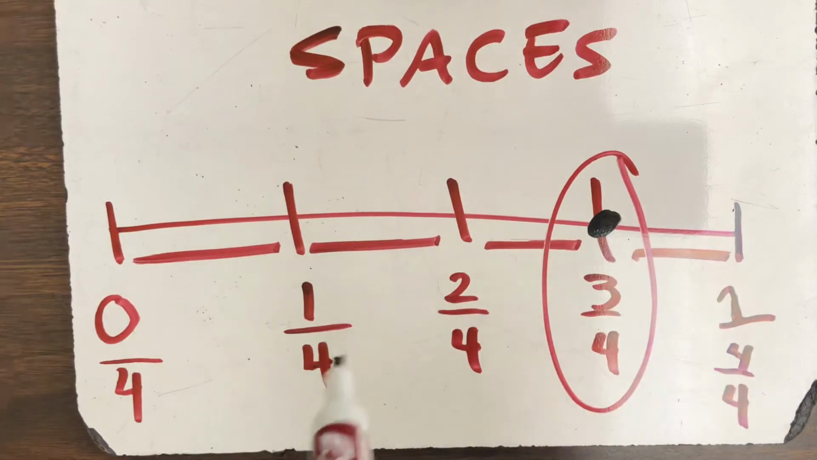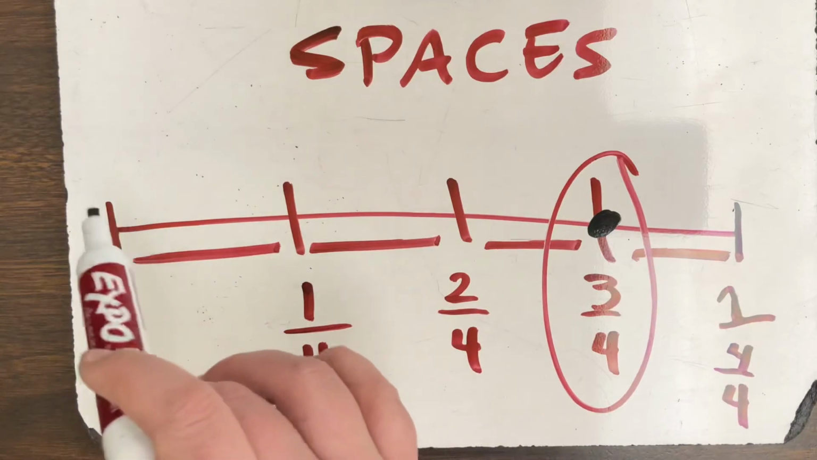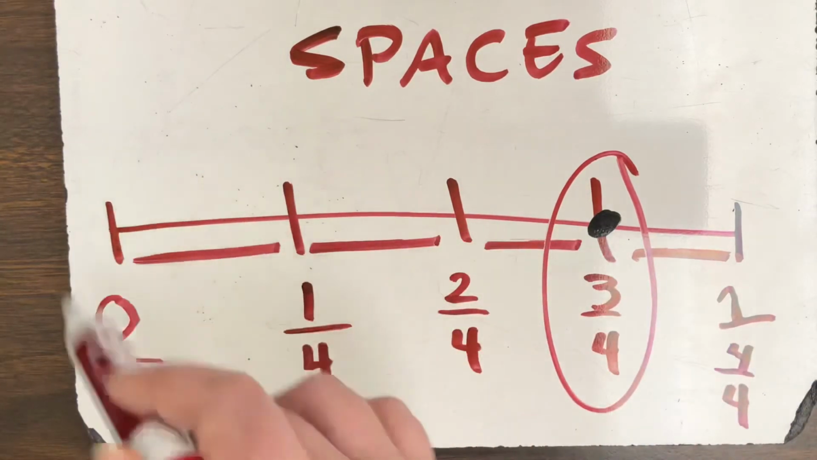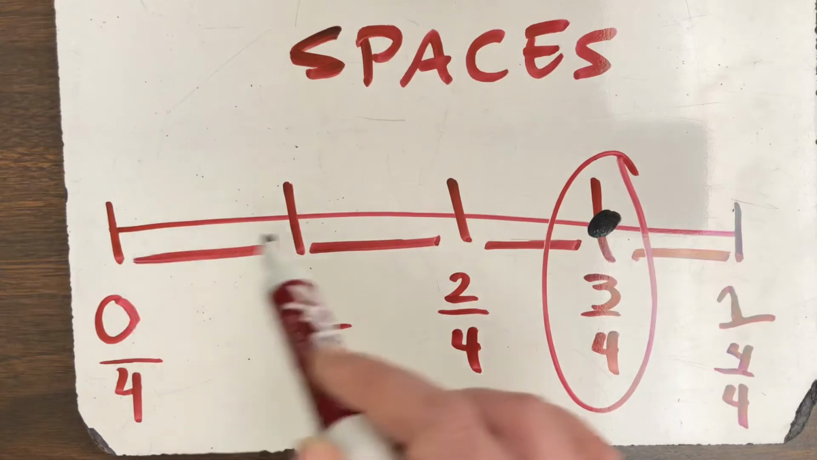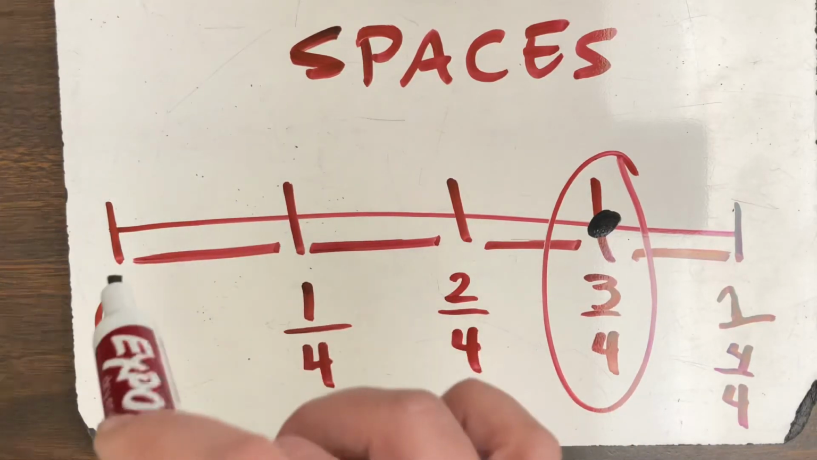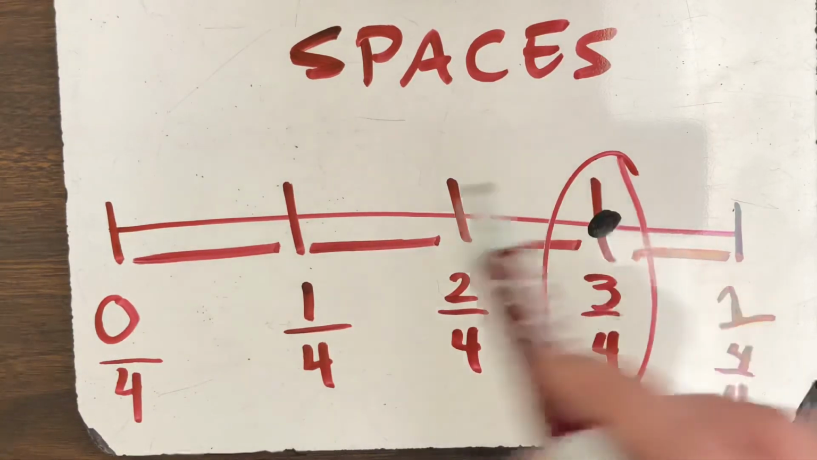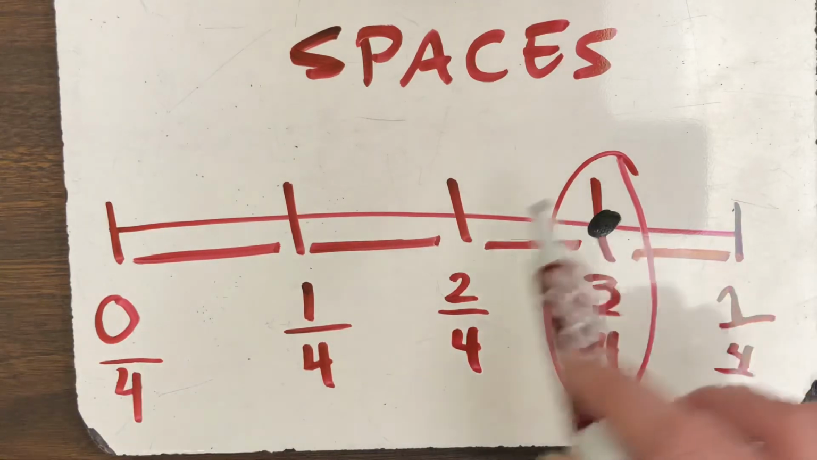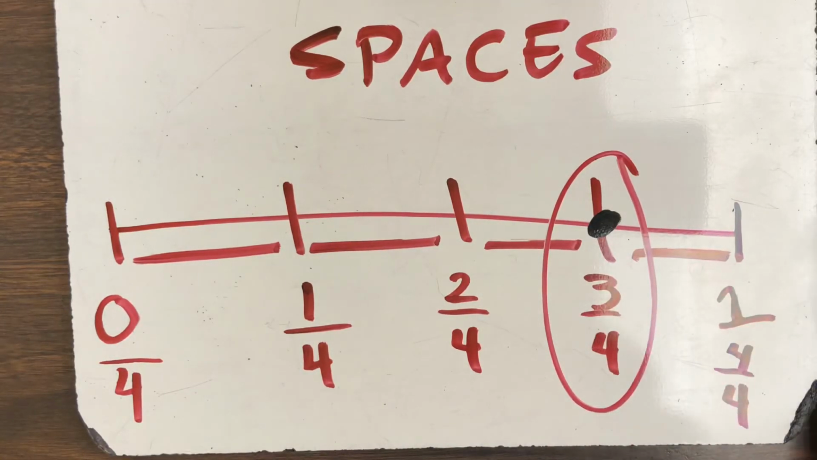Do not count the tick marks, because if you counted the tick marks, it would be 1, 2, 3, 4. You don't count that 0 tick mark, okay? That's why I say count the spaces. Always count the spaces to figure out your numerator and your denominator. So here we have 3/4, and that is our fraction on our number line.